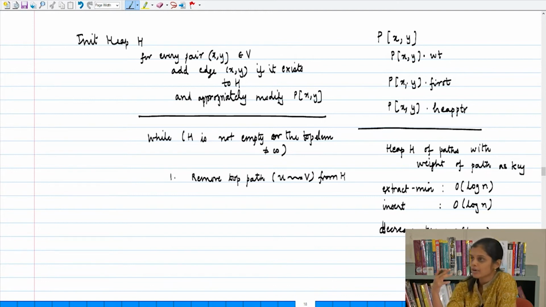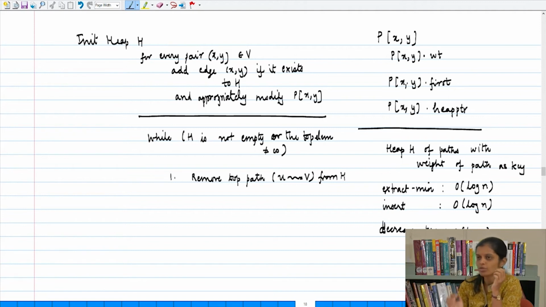We are going to claim a stronger thing: whenever you take out a path from the heap, and if it is the first time you are seeing it between the pair uv, then it better be an optimal path. That is a strong statement, right? Remember, at the beginning, for every pair I have not yet seen any path. Now the first time you see a path from u to v, it is going to be the optimal path. We have to prove this.